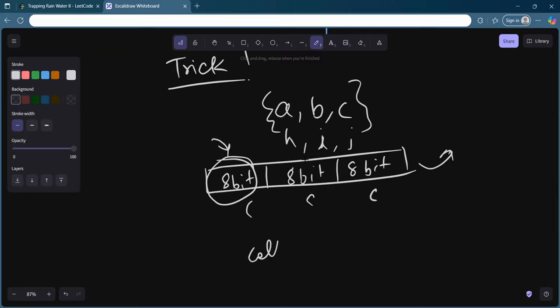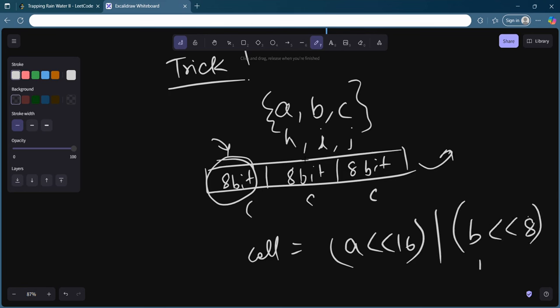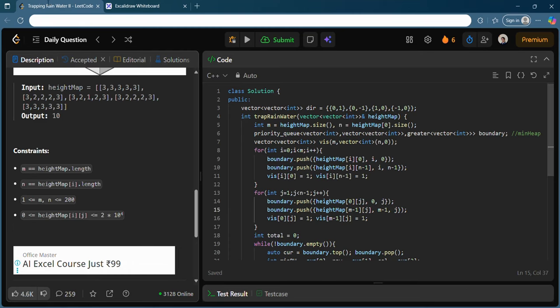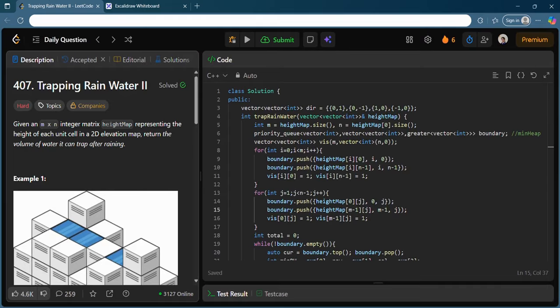Okay, so in my case of height ij, I could have done that also. So I could have stored a cell which will be nothing but let's say I need to left shift this by 16 bits, so I just left shifted this a value to 16 bits. Okay, so this a value you can left shift to 16 bit, and you perform an OR to make this b value to 8 bits, and then you again perform an OR with c. Okay, so that's how, instead of a vector of hij, you can store a single integer with this trick, and I hope you like this trick actually.